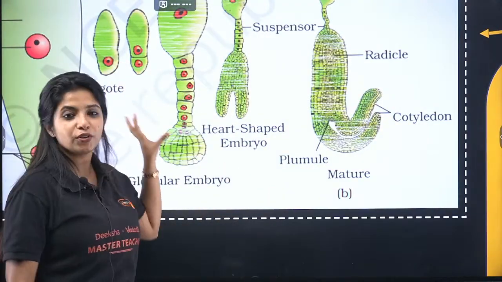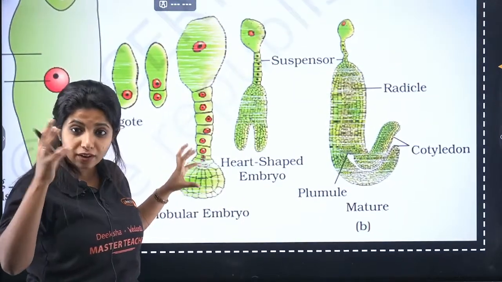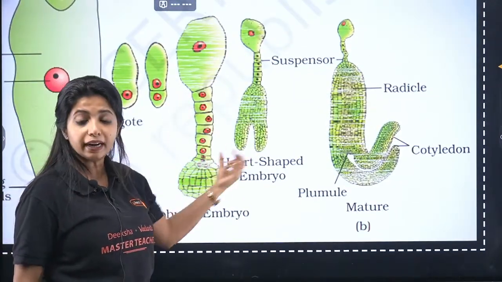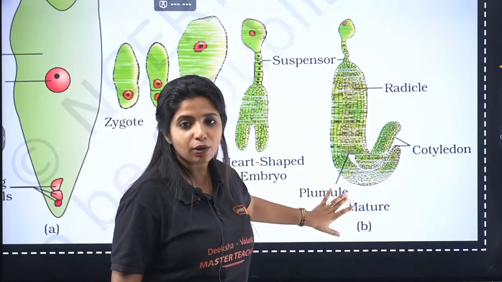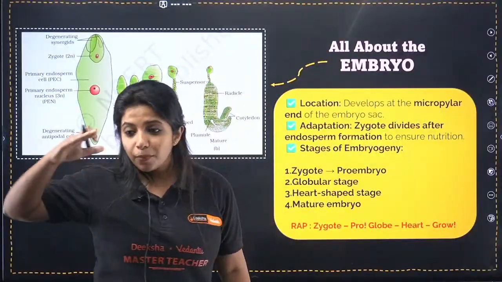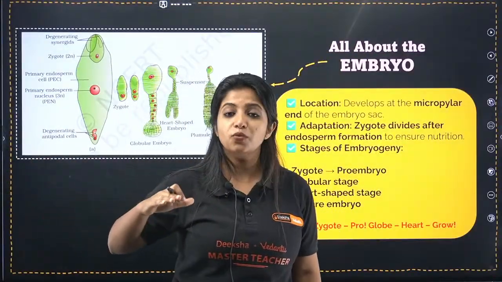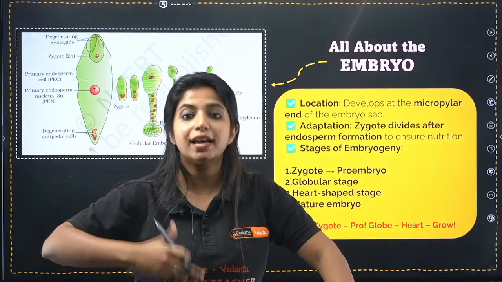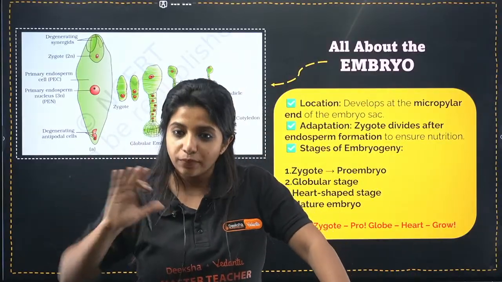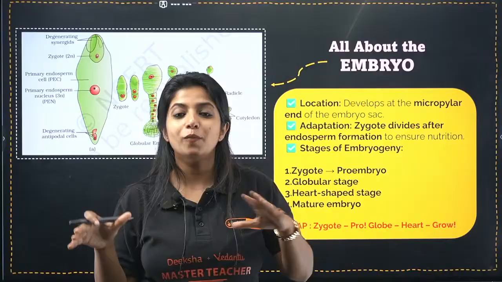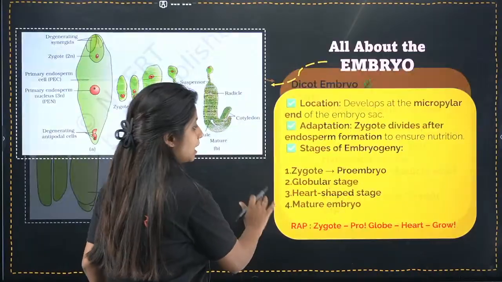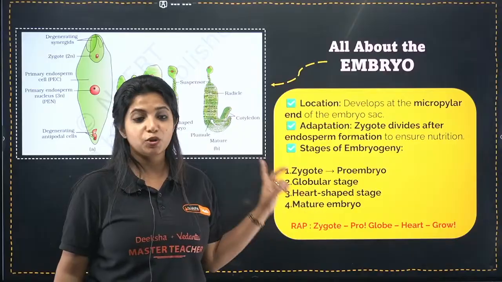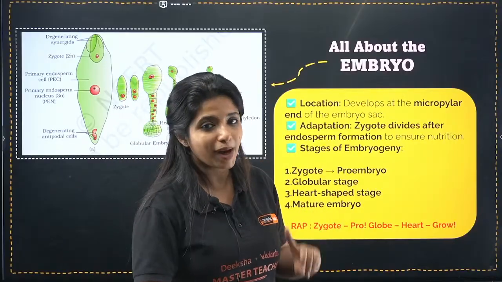So you have pro-embryo, you have globular embryo, which looks round. That's why you have the name like that. It looks like a heart. That is why you have a name like heart-shaped embryo. And then finally you have the mature embryo. This type of formation is common in what? In both dicots as well as monocots. So please make sure you remember the steps. If at all you do not remember the steps, you might make mistakes, you might lose your marks as well.